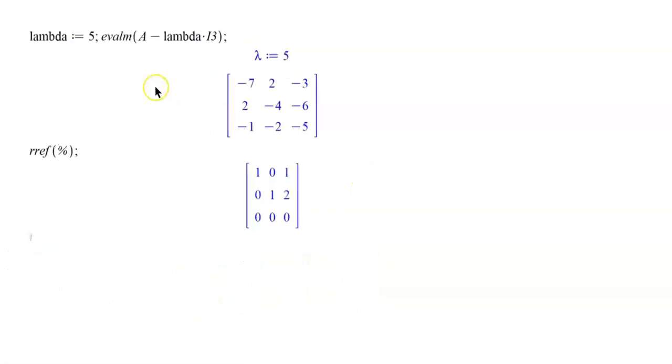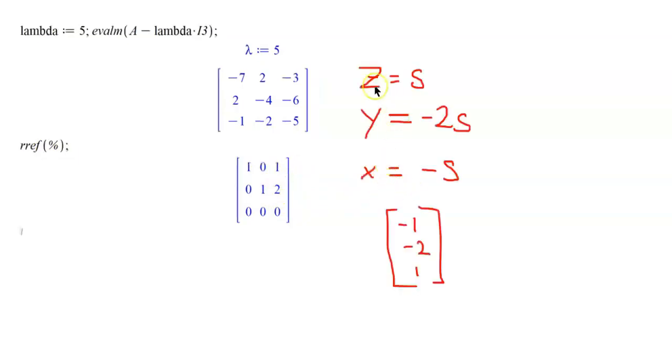Let's look at 5. If lambda equals 5, we plug that in, we row reduce it, and we get this matrix. Notice now I only have 1 free variable. I will let z equal s, y is equal to negative 2s, and x is equal to negative s. So reading off my x, y, z, pulling out the s, I get negative 1, negative 2, and 1. So the eigenvector for this value is negative 1, negative 2, 1. And that's how you find eigenvalues and eigenvectors. Now we're going to start doing it in class.